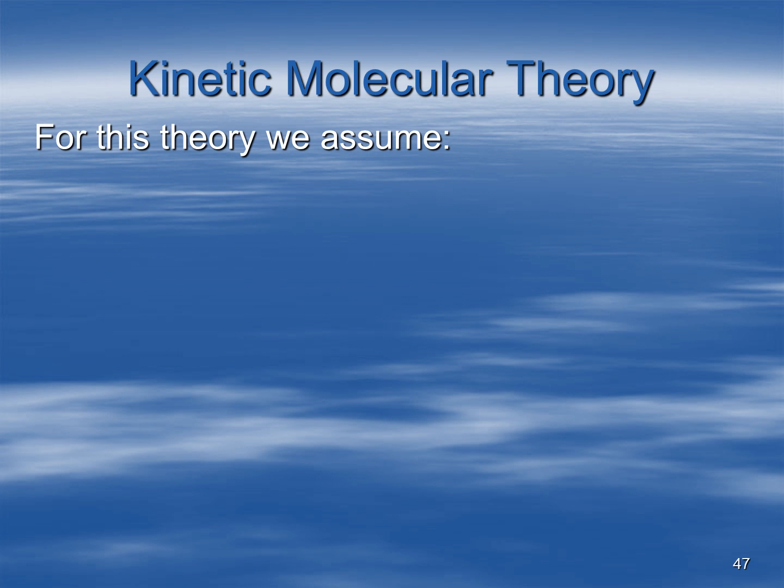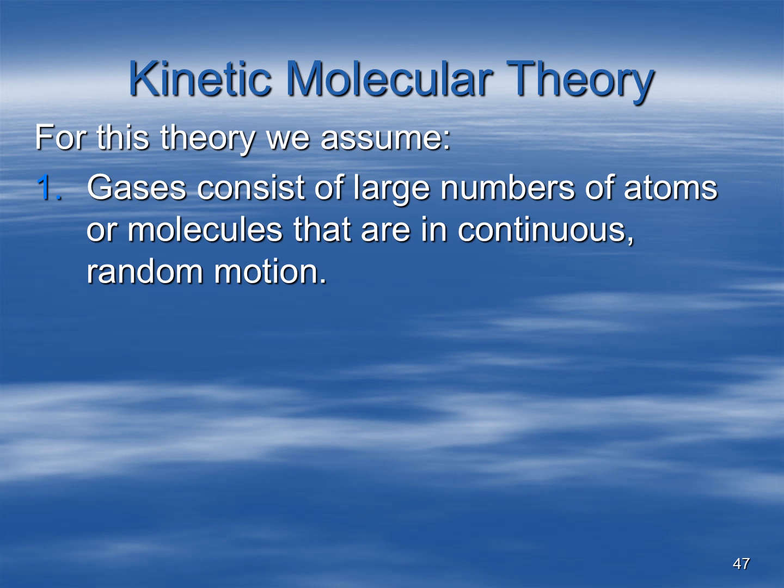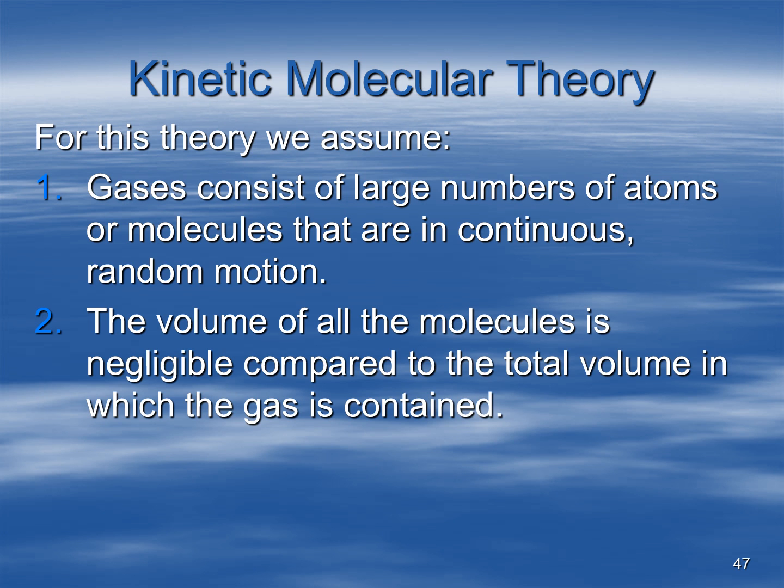Okay, so for our kinetic molecular theory, we're going to assume first of all that gases consist of a large number of atoms or molecules that are in continuous random motion. We're going to assume that the volume of all the molecules is so much smaller that it's negligible compared to the total volume in which the gas is contained. So if you took all the molecules and smushed them into one corner, it would just be a very, very tiny part of the total volume.